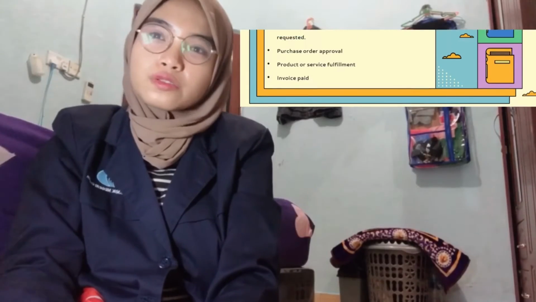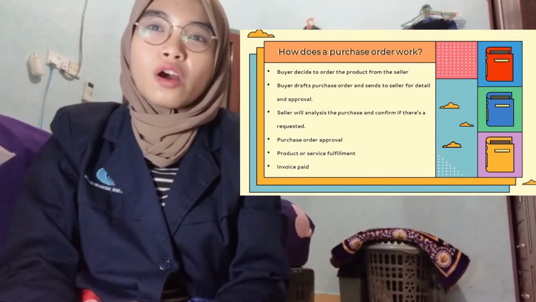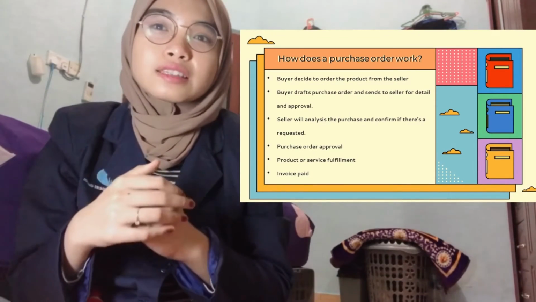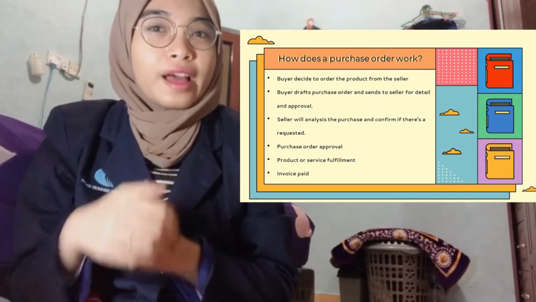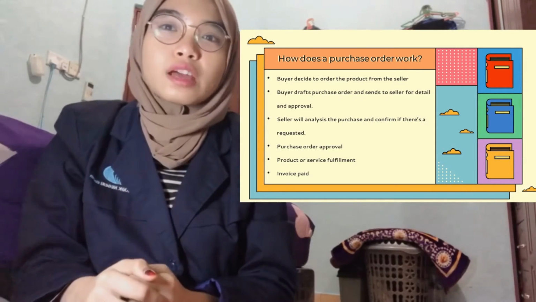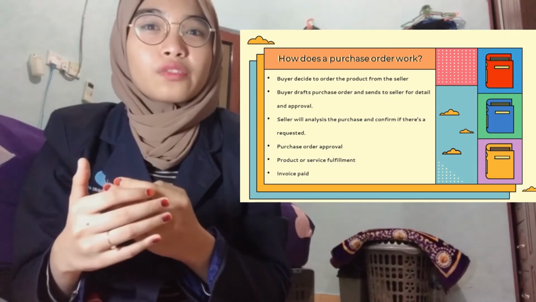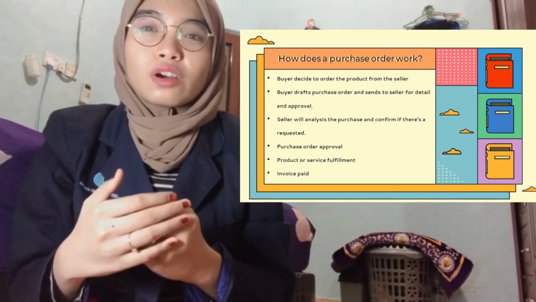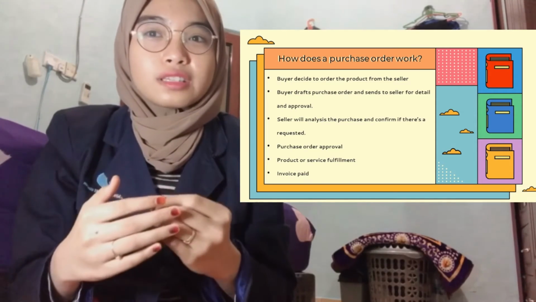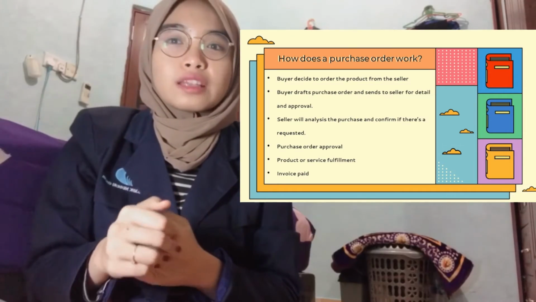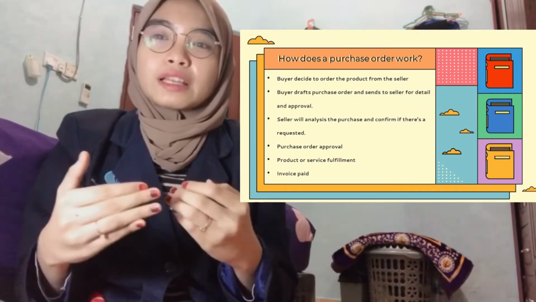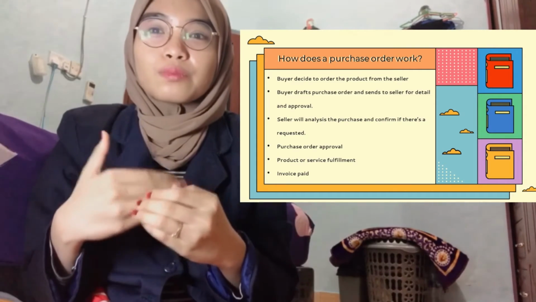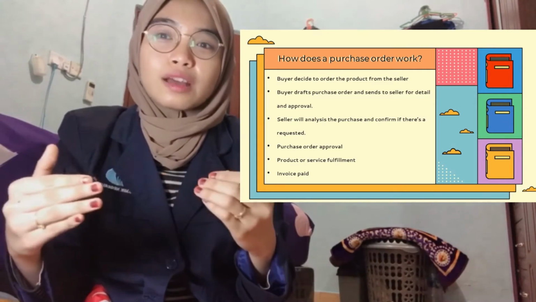Then, how does a purchase order work? The buyer decides to order the product from the seller. After that, the buyer drafts a purchase order and sends it to the seller for detail and approval. And then, the seller will analyze the purchase and confirm if anything is requested. After that is purchase order approval, which then leads to production or service fulfillment, and the last one is invoice paid. Now, that's a brief explanation about the introduction of the making order material.